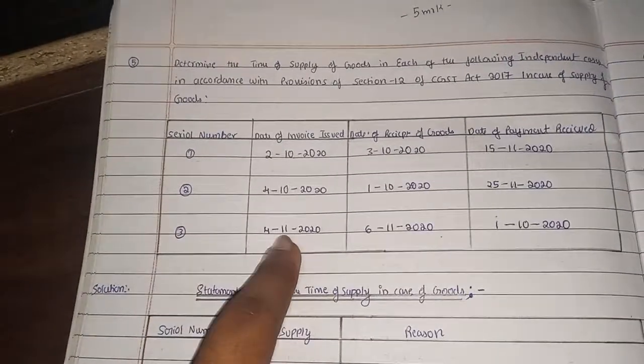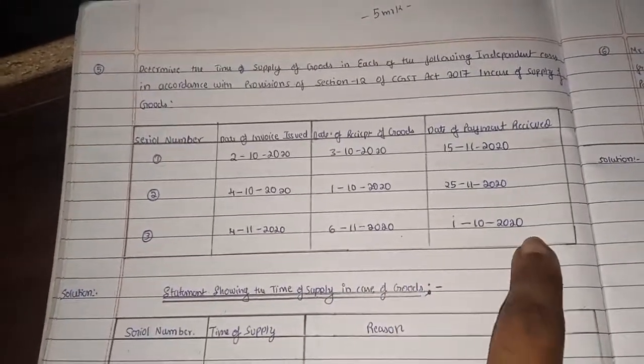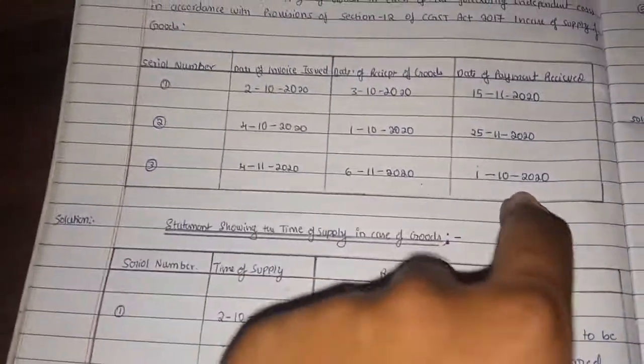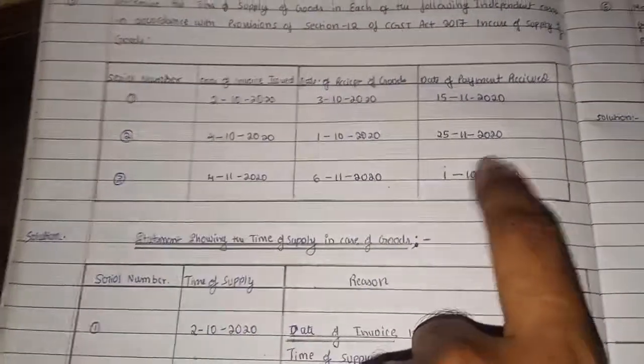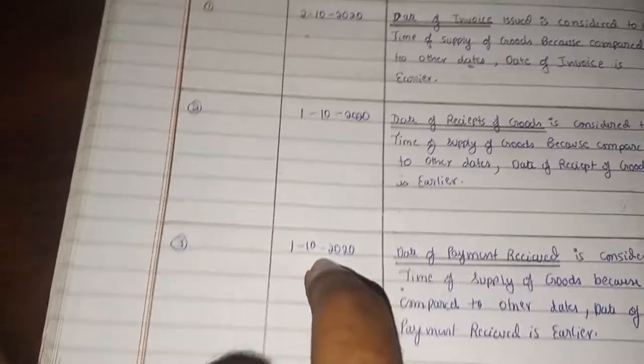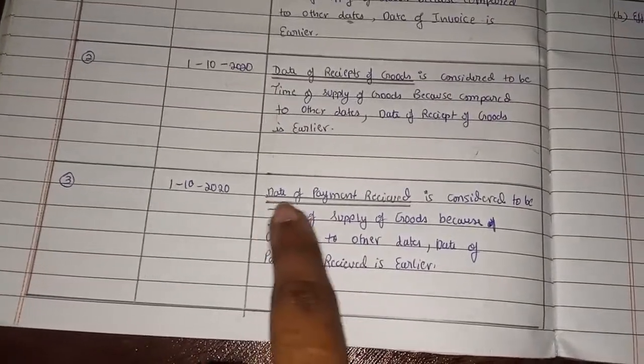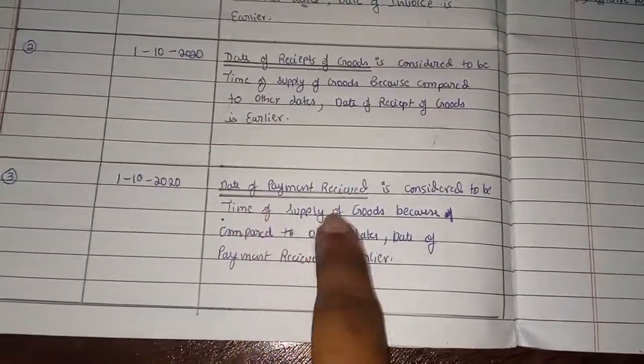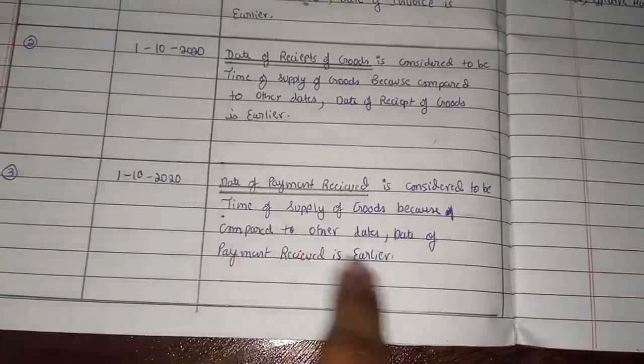Okay, in the third row, if you observe 4/11/2020, 6/11/2020, sorry, 1/10/2020, when we observe these three dates in the third row, we came to know that 1/10/2020 is the earliest one, that is date of payment received. So the time of supply is 1/10/2020. This is the time of supply because it is earliest. So I write the conclusion: date of payment received is considered to be the time of supply of goods because compared to other dates, date of payment received is earliest.